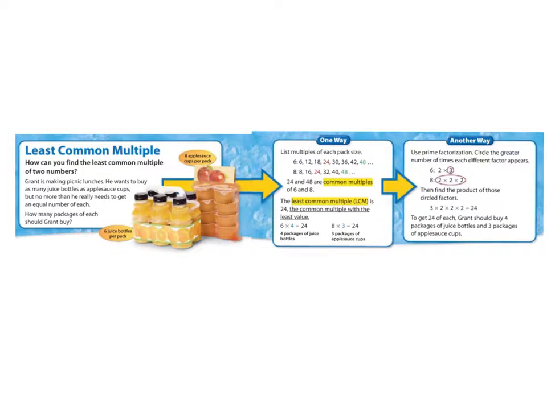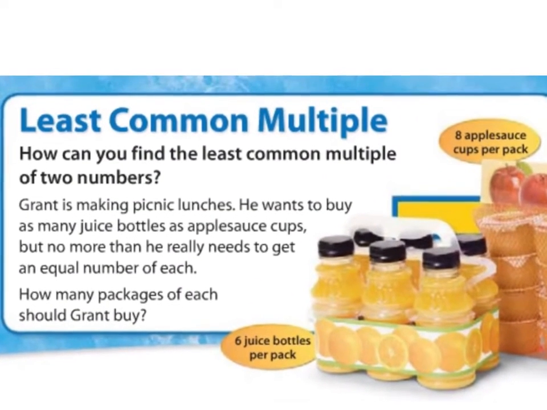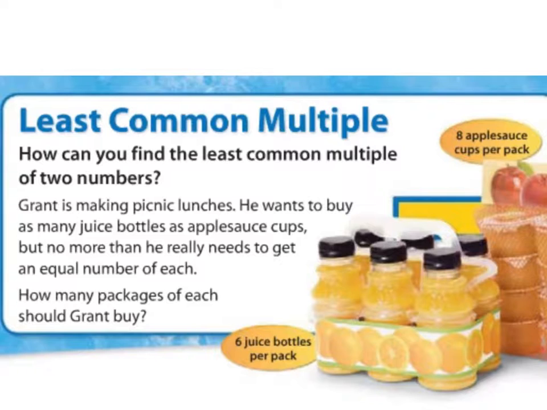Let's zoom in on the example. Least common multiple. How can you find the least common multiple of two numbers? I remember least means lowest, common means like or similar, multiple. So we're multiplying of two numbers.